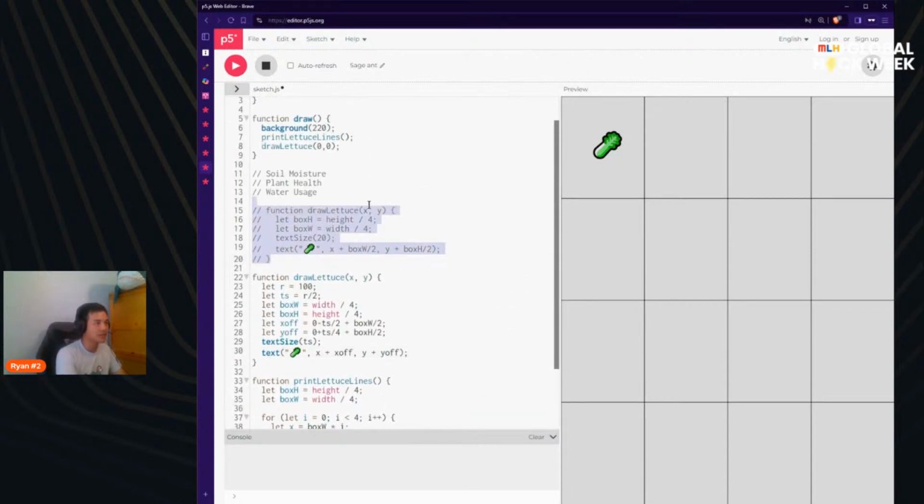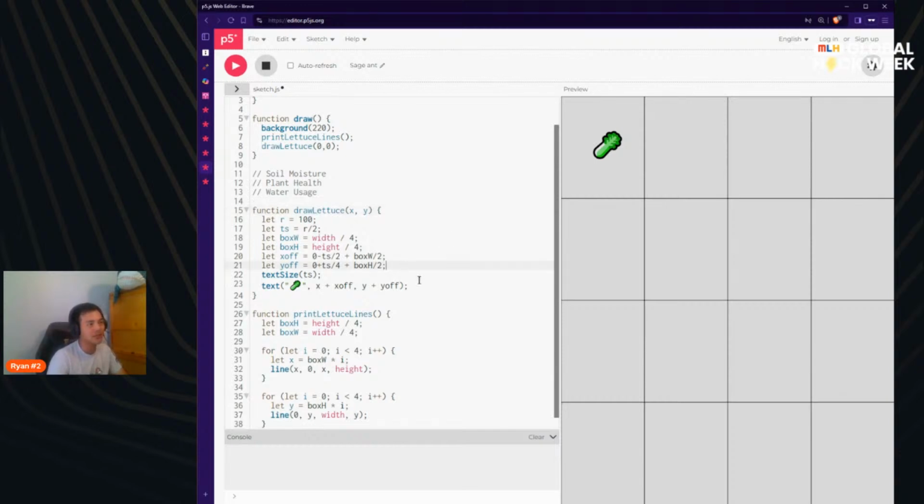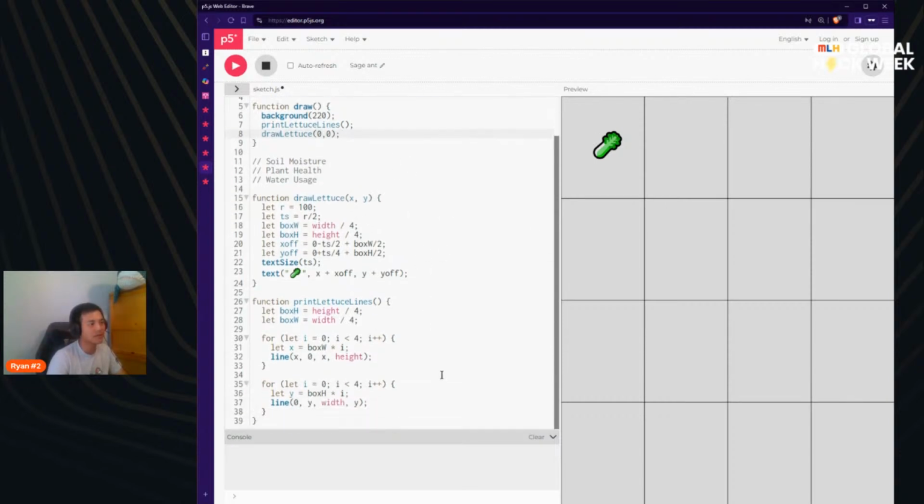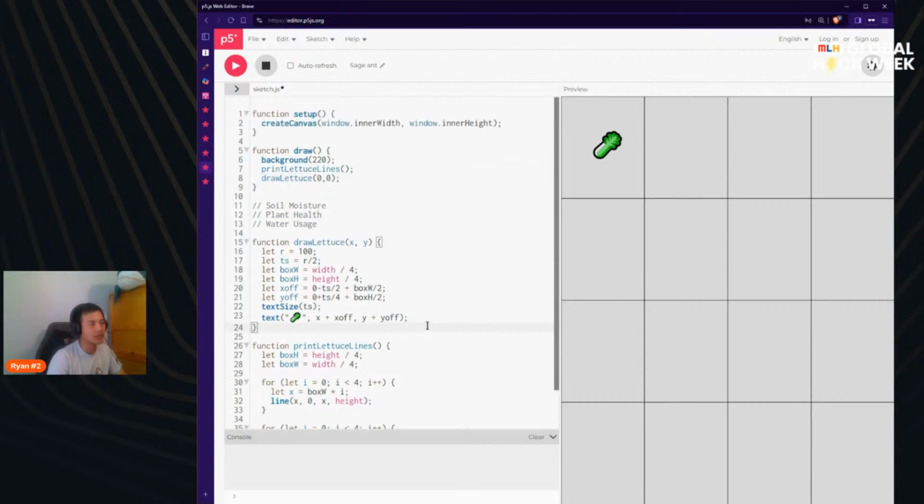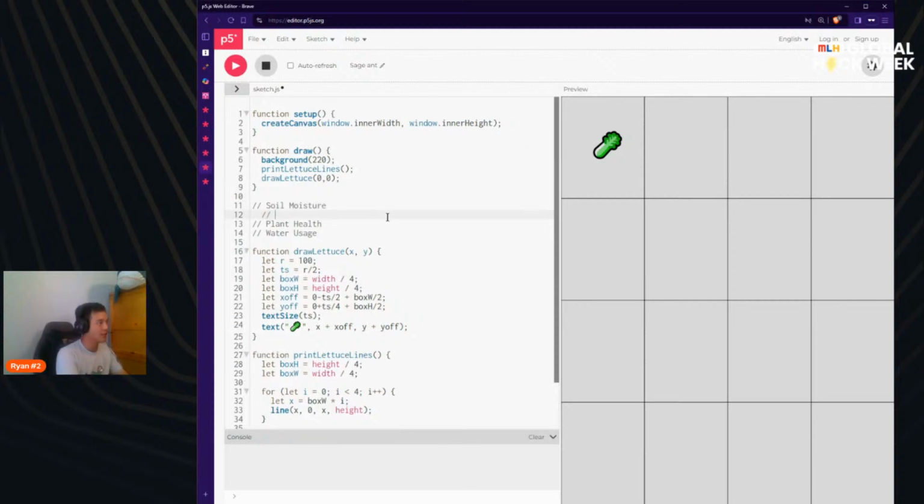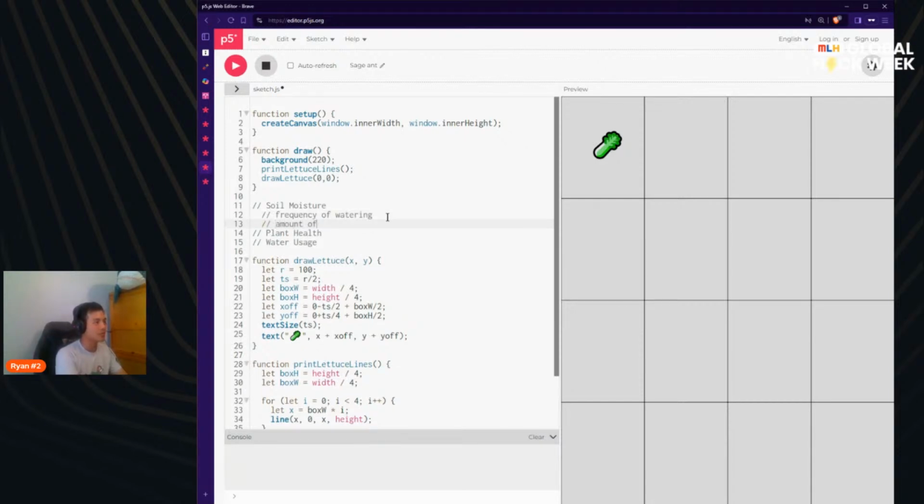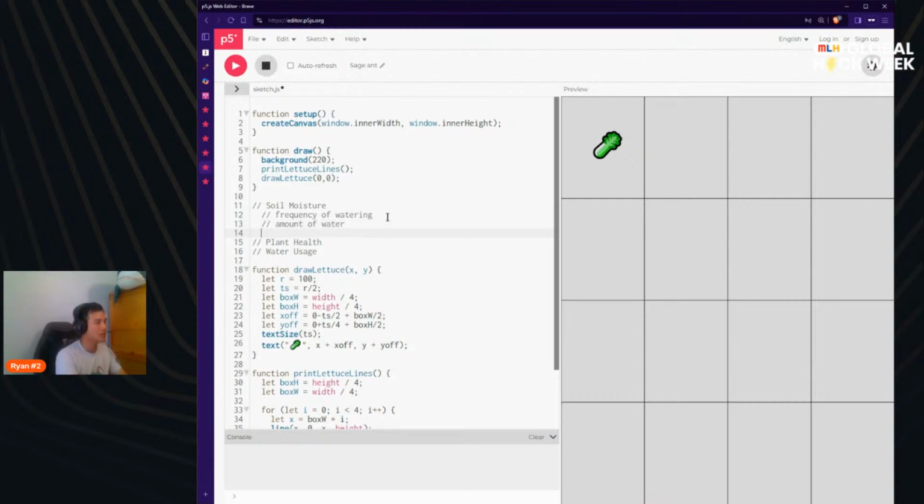Okay, so I can just yeet this because that is all done now. So we've got our little lettuce thing. Cool. Okay, so the next thing for us to do is figure out the maths behind each of the fitness components, because we've got the soil moisture, which is affected by the frequency of watering, amount of water, and times when watering occurs in the day.